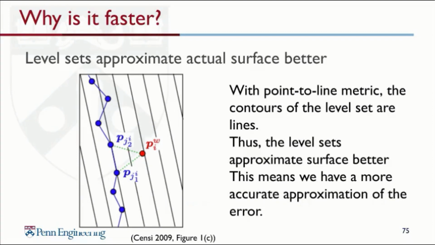This implies that the level sets of the point-to-line metric approximate the actual reference surface better when compared to the point-to-point metric. This in turn means that we have a more accurate approximation of the error. And having a more accurate approximation of the error means that we will have a faster convergence in terms of the algorithm itself.